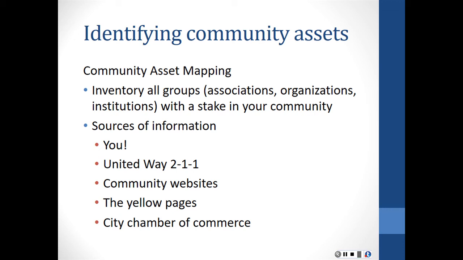There's community websites. So, Old North Community Association has a website with a whole list of community resources and businesses within it. There's the Chamber of Commerce that has a list of businesses. The Yellow Pages, probably a little outdated, but there are still Yellow Pages out there. And again, the City Chamber of Commerce. So look at all of these to really help you with your community asset map.